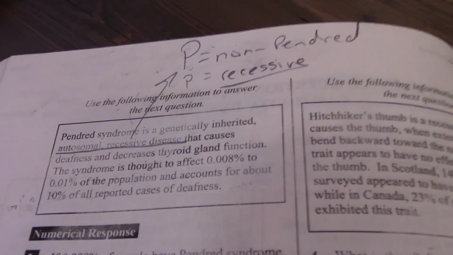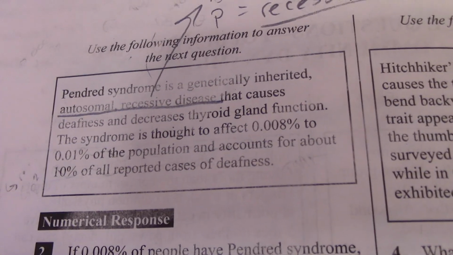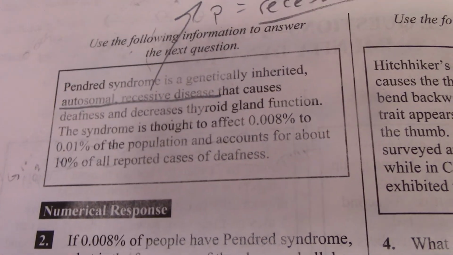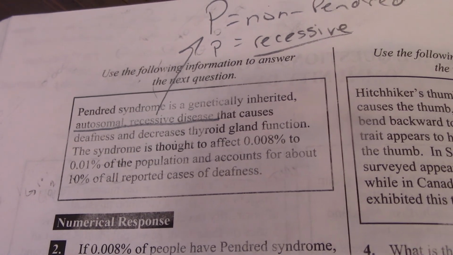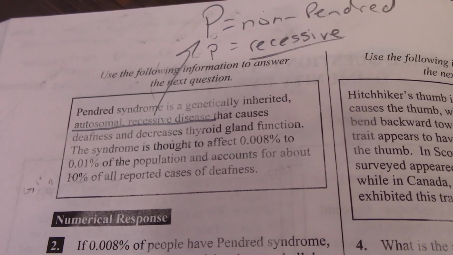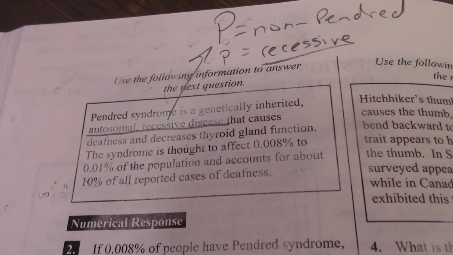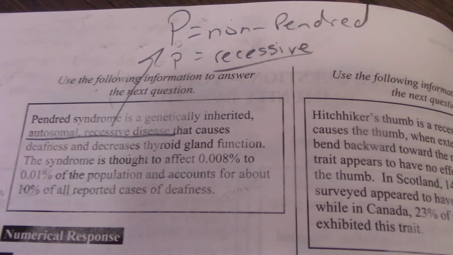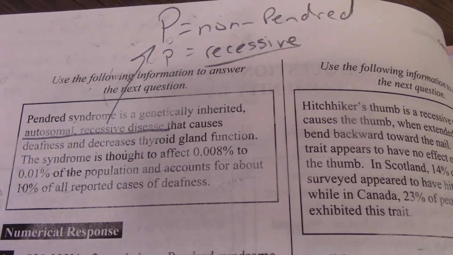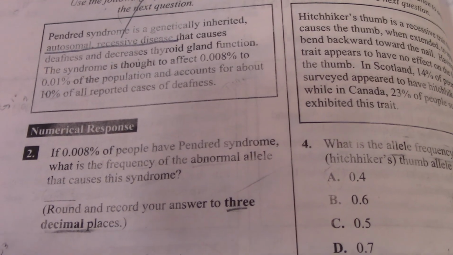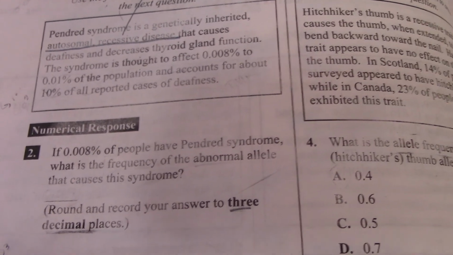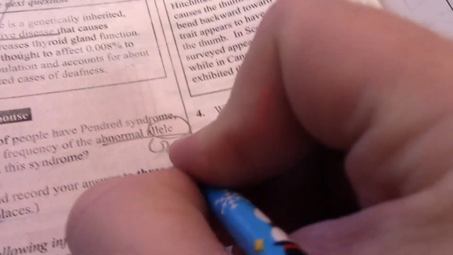Okay, so what happens with Pendred is the individual has deafness and decreased thyroid gland function. So the syndrome is thought to affect 0.008% to 0.01% of the population and accounts for about 10% of all reported cases of deafness. So there's a bunch of percentages here that aren't necessary to use. That's deliberately there to confuse you. So it says if 0.008% of people have Pendred syndrome, what is the frequency of the abnormal allele? So it's asking for the allele frequency.